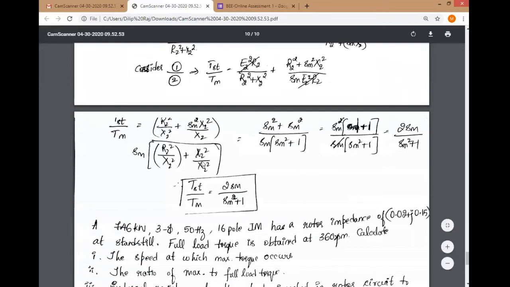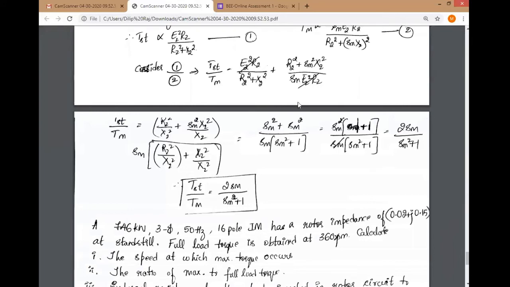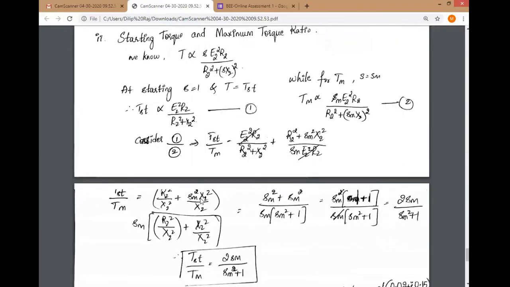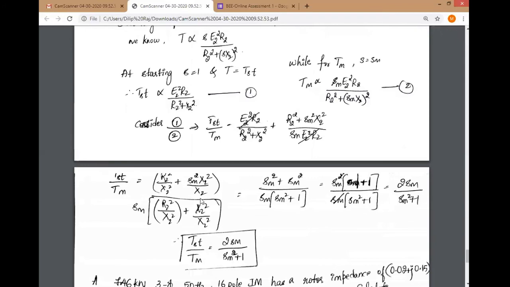The X2 square by X2 square terms get cancelled and it simplifies as shown here. R2 square by X2 square is Sm square. So Sm square plus Sm square is 2 times Sm, and in the denominator we have Sm into Sm square plus 1. So one Sm in the numerator and Sm in the denominator gets cancelled, giving us 2 Sm by Sm square plus 1. This is the equation which gives us the starting torque to maximum torque ratio. So this is the torque ratio. Let us see the problems with respect to torque ratio.